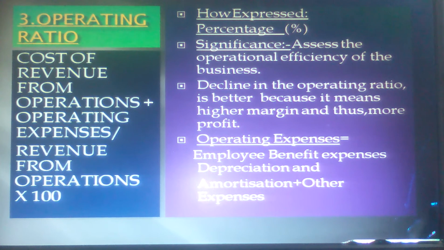Okay, that's because our cost of production is very low. Naturally, we get more profit. That is the calculation here. Here, what is the meaning of operating expenses? That is very important. It may be employee benefit expenses, and you can add depreciation and amortization, and you can add other expenses, which are collectively called operating expenses. Okay, that's why you should keep this in mind. Once again, repeating our formula: operating ratio is cost of revenue from operations plus operating expenses, divided by revenue from operations, into 100. Okay.